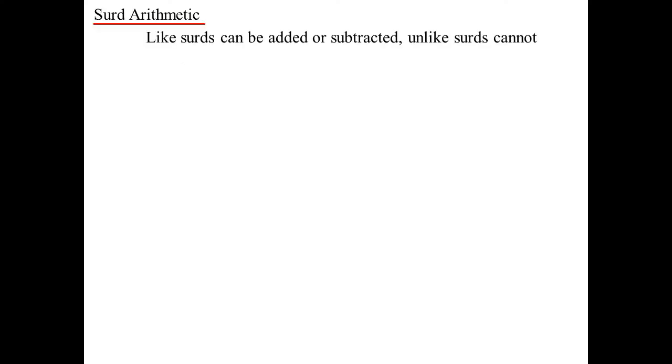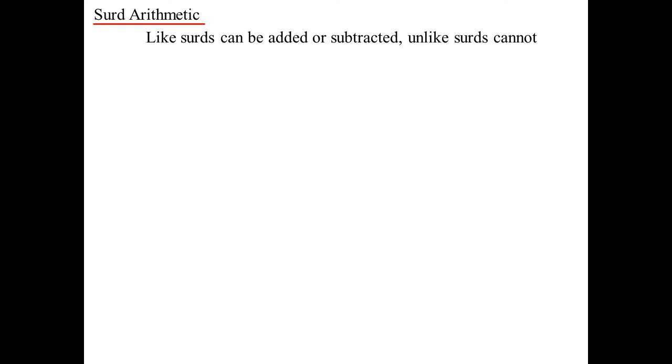Surd arithmetic. That looks awfully familiar. The very first bit of theory we did this year, but there's a different word in there. The very first bit of theory, I said, like terms can be added or subtracted, unlike terms cannot. Why is this exactly the same wording, but I've changed the word terms to surds? What do they have in common? What do algebra and surds have in common? Why can we use the exact same rules for surds that we can for algebra?